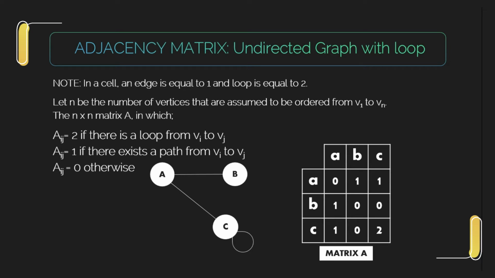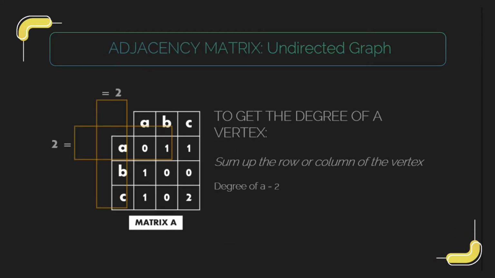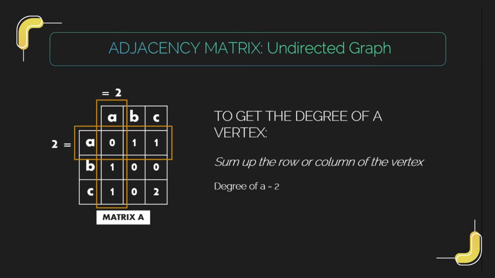Undirected graph with loop. An undirected graph with a loop is solved the same way as a simple undirected graph. Adjacency is equal to 2 if there is a loop from Vi to Vi. Adjacency is equal to 1 if there exists a path from Vi to Vj. Adjacency is equal to 0 otherwise. To get the degree of a vertex in an undirected graph, sum the row or the column of the vertex.